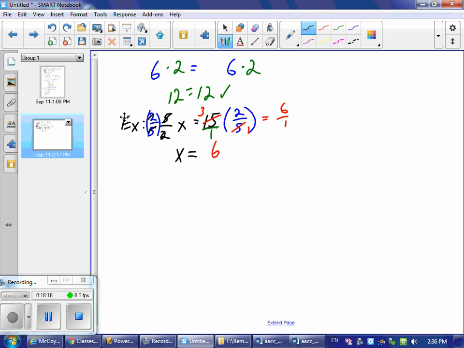So x equals 6 should satisfy the original equation, which was 5 over 2 x equals 15. If you plug the 6 in, multiply it out, you would get a true statement. All right, next example.